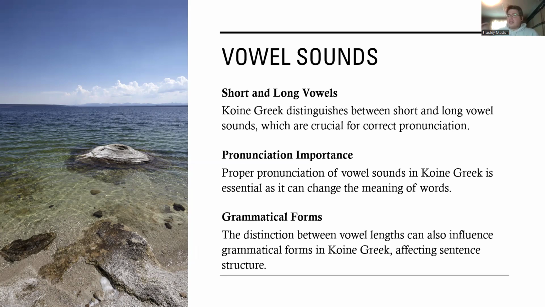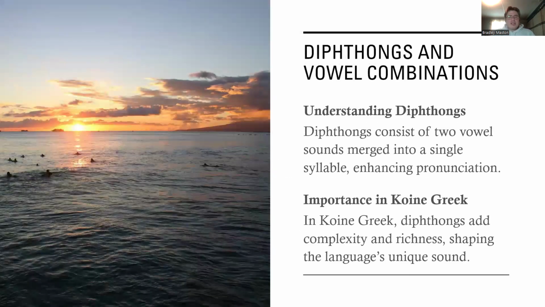Grammatical forms: the distinction between vowel lengths can also influence grammatical forms in Koine Greek, after affecting sentence structure. So all of these things, even some of the things that we're going to talk about today, you'll be tempted to say, is that really that important? Yes, it's going to be that important. And putting a little bit of time into it now will save you hours of frustration later. So again, just go through this with us and you'll find that it pays off in perpetuity.